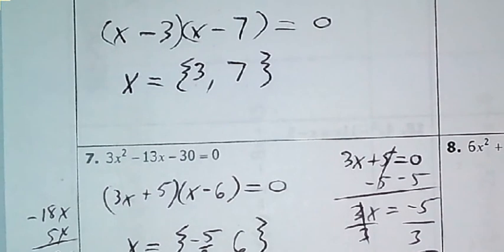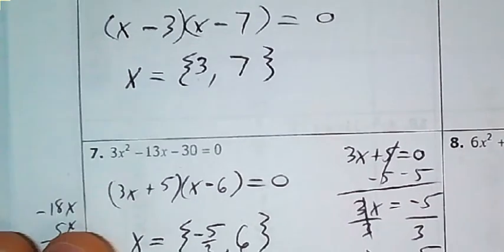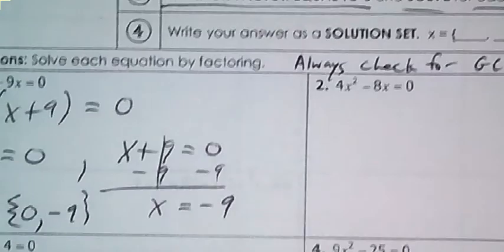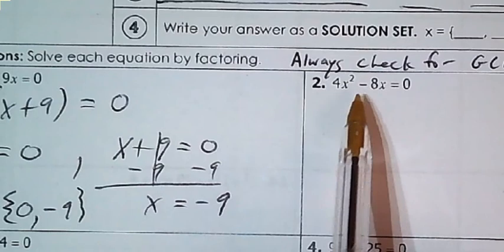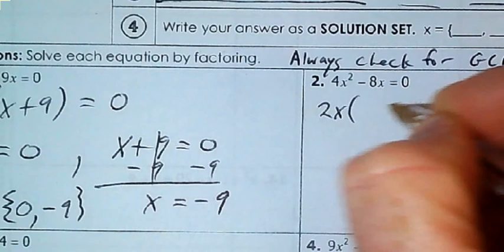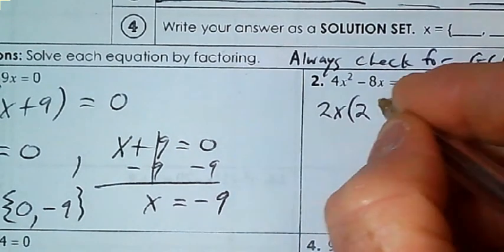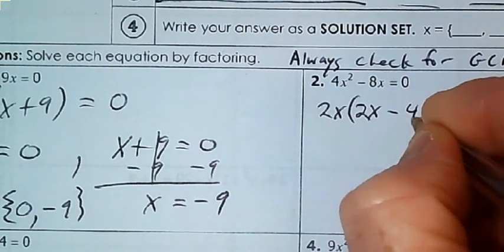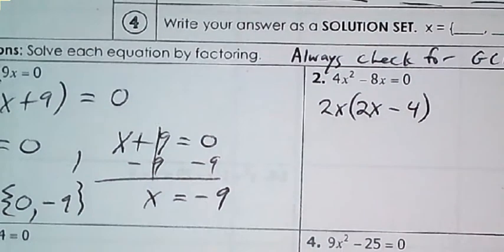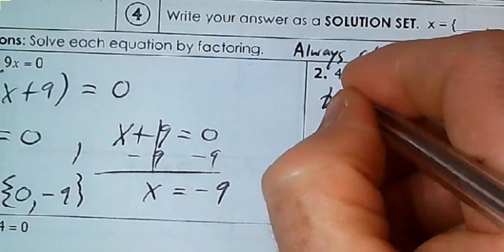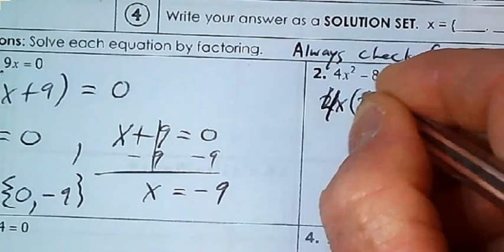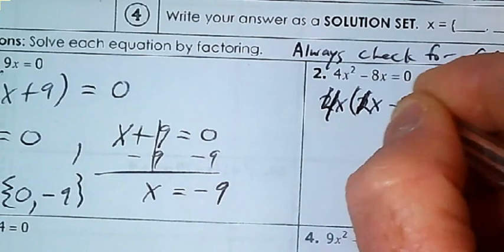Alright, so let's go back up to number 2, where we only have 2 terms, and we do have a GCF. You can figure out the GCF if you can do it. 2x, and that leaves 2x minus 4. So I didn't factor out the GCF, did I? What did you say? It should be 4x times x minus 2.